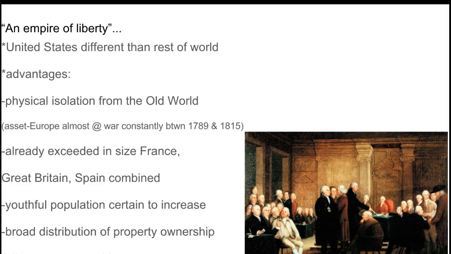Literacy among whites is at a high because they were all taught to read so that they could read the Bible. So you have a relatively educated population going on here. So there are a lot of things that are going well for the United States at this point.